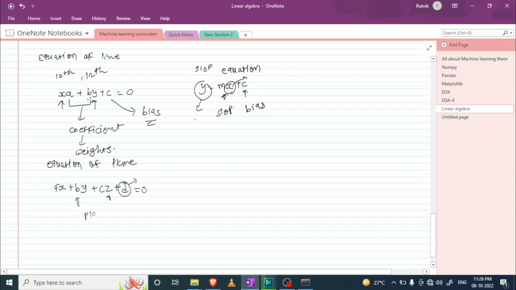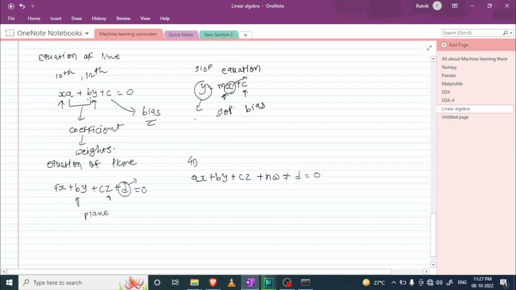So suppose we have four-dimensional data. Then we need to write a variable along with weights. Suppose we have four-dimensional data and we want to generate an equation for that. So suppose ax plus by plus cz plus nw plus d is equal to 0, like this.